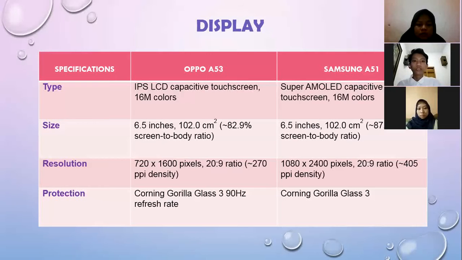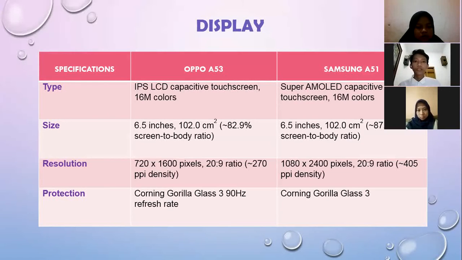We think the screen type of Samsung is better than Oppo. Number 2, size. Oppo is 6.5 inches, 102 centimeters, and Samsung is 6.5 inches, 102 centimeters. So the screen size used by both phones is the same.